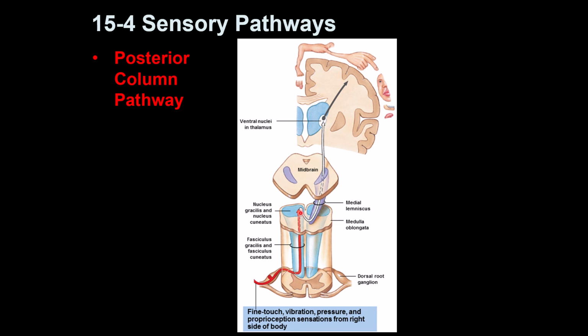From there, it goes to the brainstem, and the second order neuron is located in the medulla oblongata. This is the nucleus gracilis or nucleus cuneatus. Gracilis is medial, cuneatus is lateral. It synapses and crosses the midline. Now it's a different pathway, called the medial lemniscus. That goes to the ventral nucleus of the thalamus, and from there it goes to the cortex of the brain.